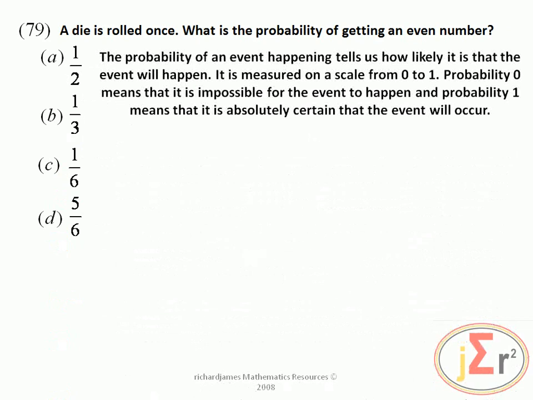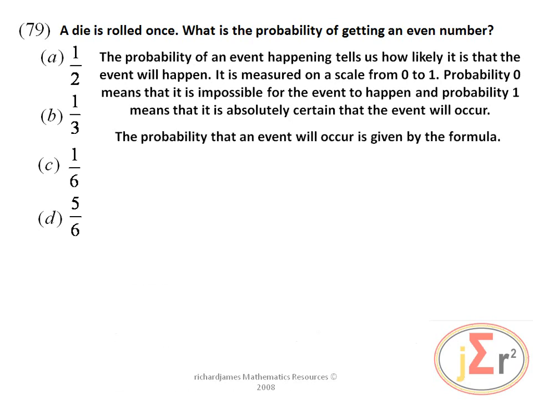A die is rolled once. What is the probability of getting an even number? The probability of an event happening tells us how likely it is that the event will happen. It is measured on a scale from 0 to 1. Probability 0 means that it is impossible for the event to happen, and probability 1 means that it is absolutely certain that the event will occur.